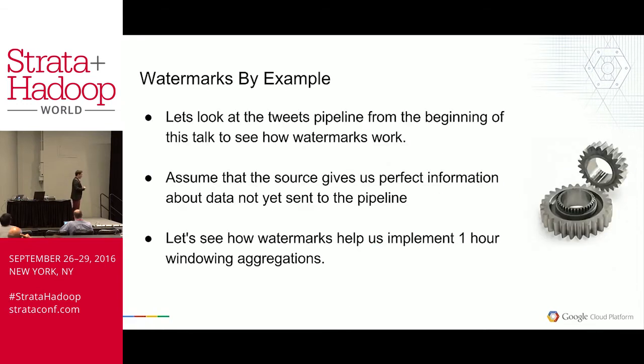So I think it will be good to step through an example to understand how watermarks work in a real pipeline. For our example, we're going to assume a couple of things. We're going to assume that there's no late data, first of all, and we'll talk about how to relax that assumption a little bit later. And we're going to try and model the beginning of our example pipeline from before, our pipeline with tweets.